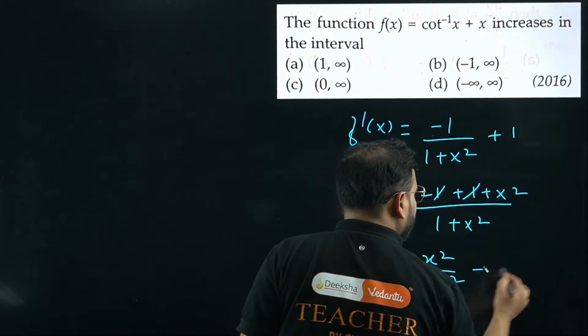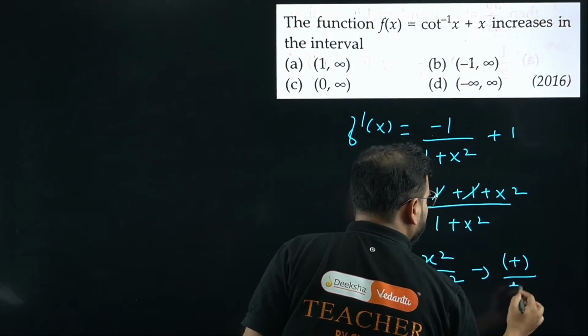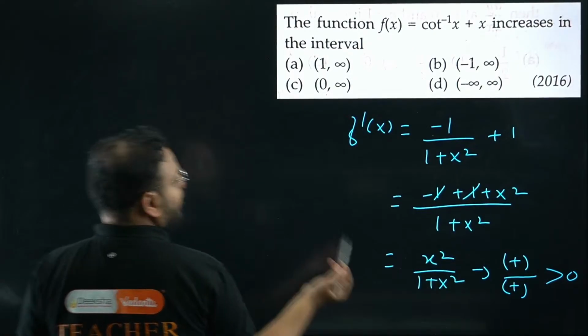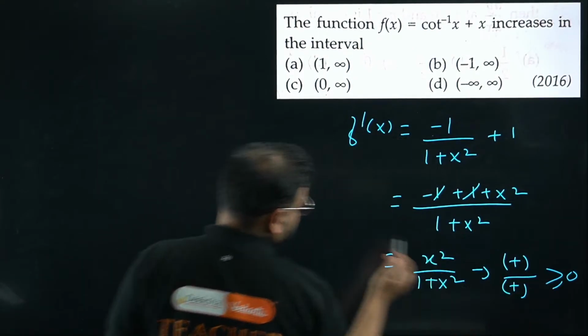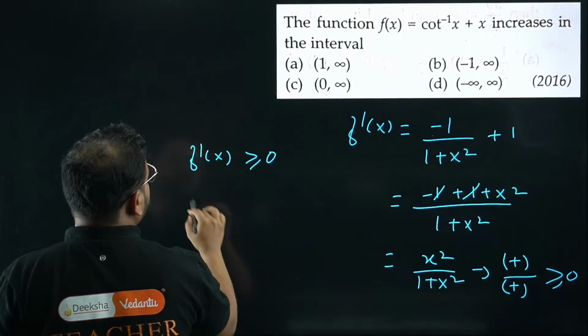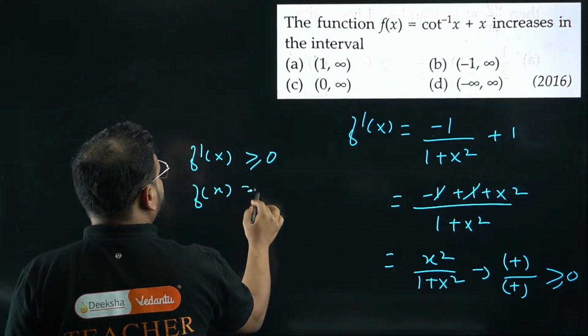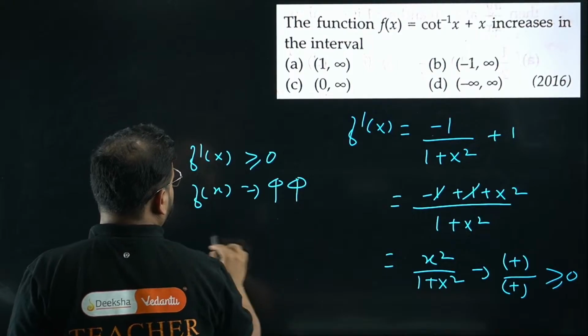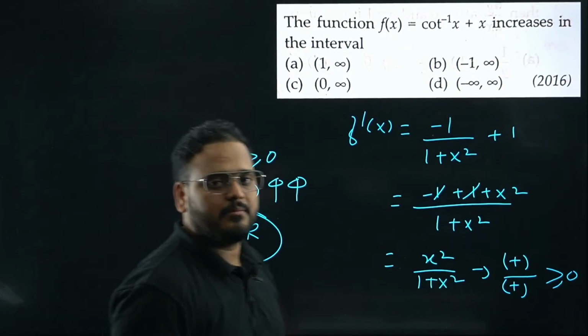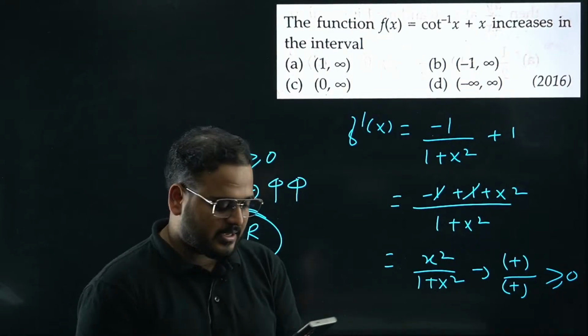What is this, sir? Positive number by positive number. It means the whole thing is always positive, or of course equal to 0. So I get here f dash of x is greater than or equal to 0. It means f(x) is increasing where? For x belonging to any real number. I can take any real number and it will always be increasing in nature.